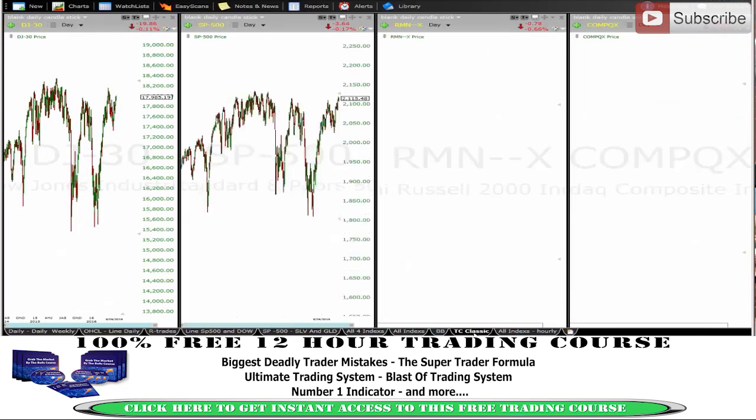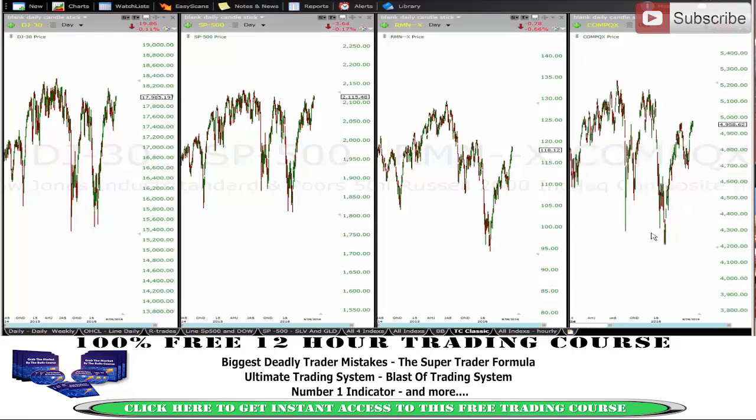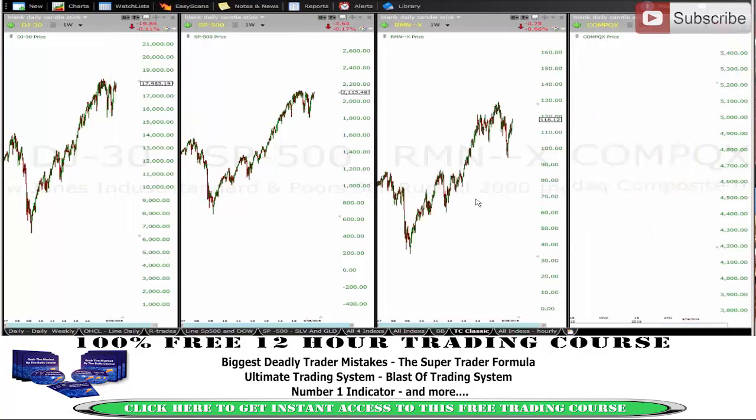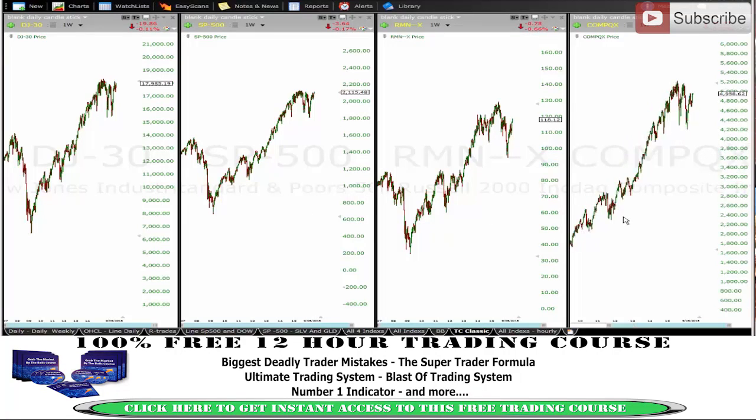Bam! How do you like those apples? You like my different time frames? So here we go. Here are the different time frames. Let's make this whole thing a weekly chart. And now this is just a different view. This is a whole weekly chart, guys, but compressed up.